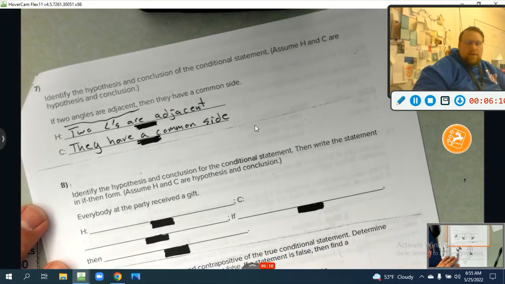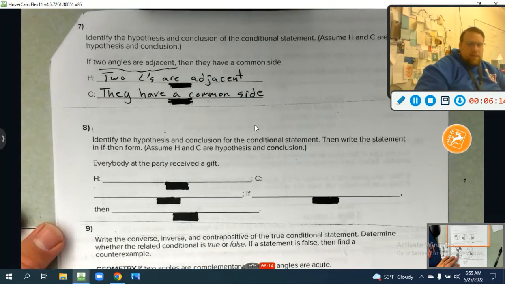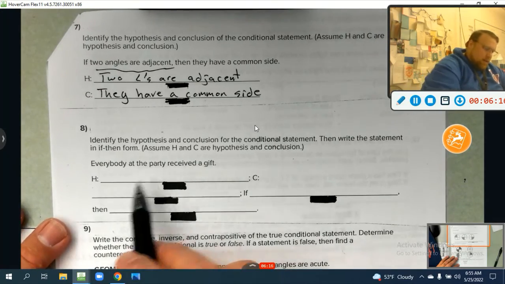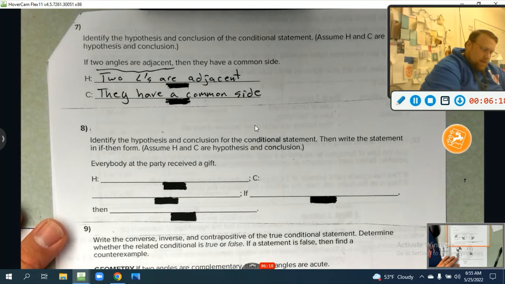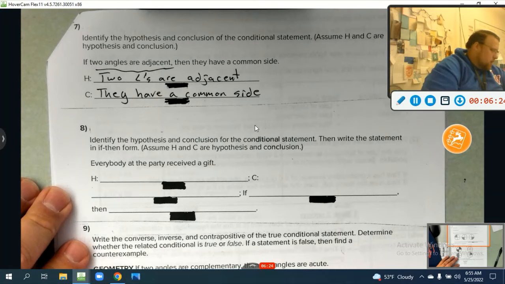That is the hypothesis and the conclusion. Okay, we're just identifying them. We're not saying much about them right now. Let's go to 8. Identify the hypothesis and conclusion, then write the statement in if-then form. Now we're going a little extra. Everybody at the party received a gift.